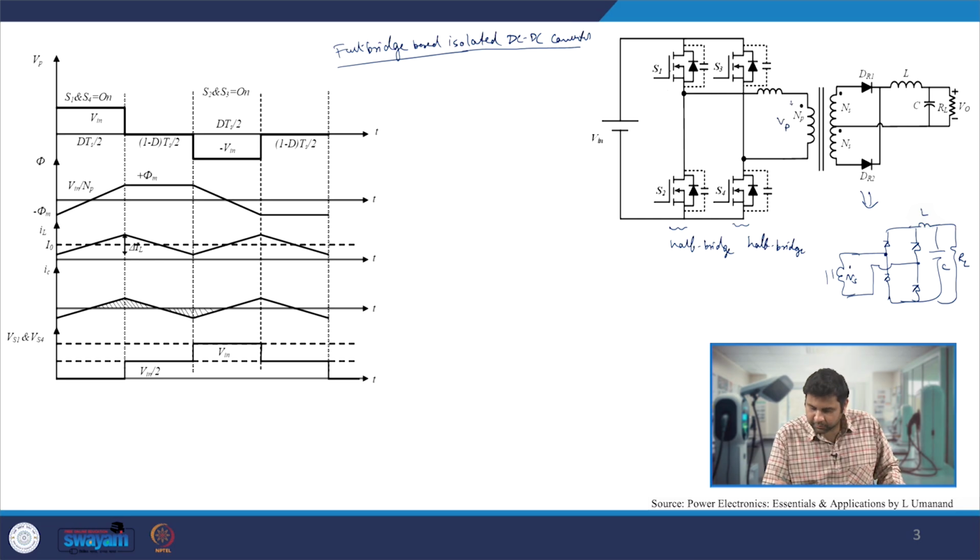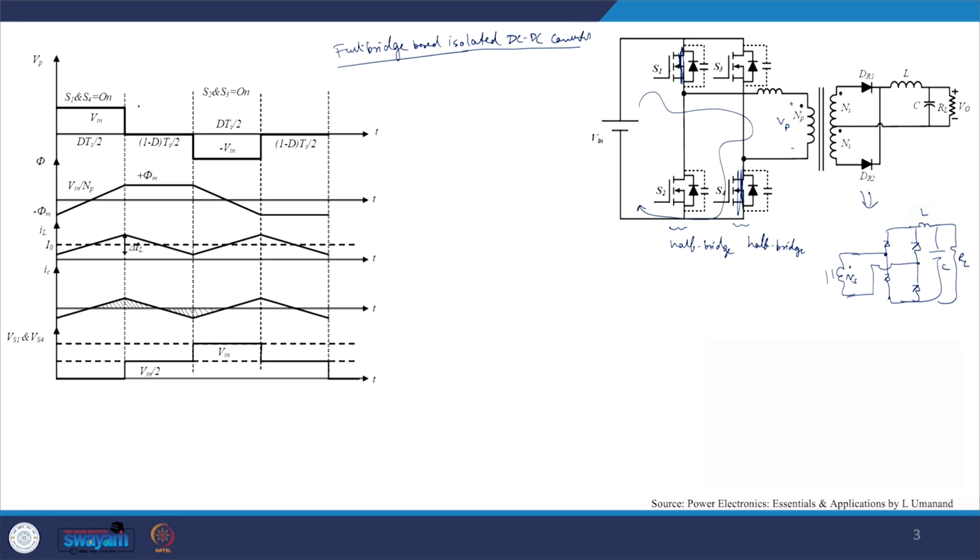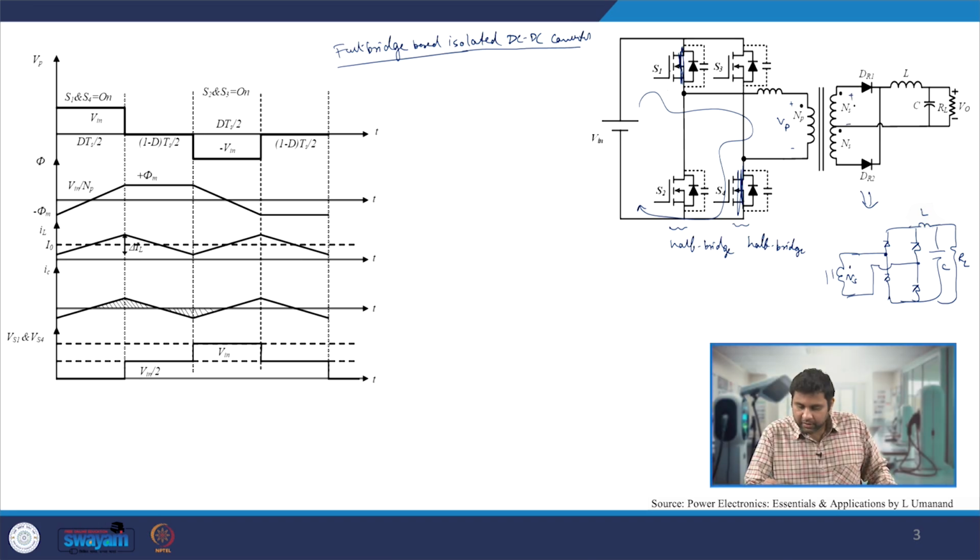from the V primary voltage we are actually applying nothing but V in voltage. This S1 turns on and S4 turns on. That is when we are actually applying the V in voltage across the primary winding. Since we are applying positive voltage across the primary winding, this side will now have Ns by Np into V in. This Vp is now V in during dTs by 2 period.